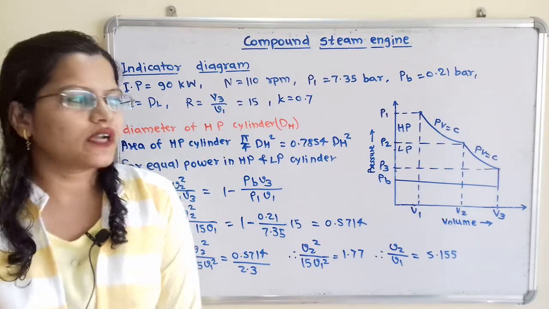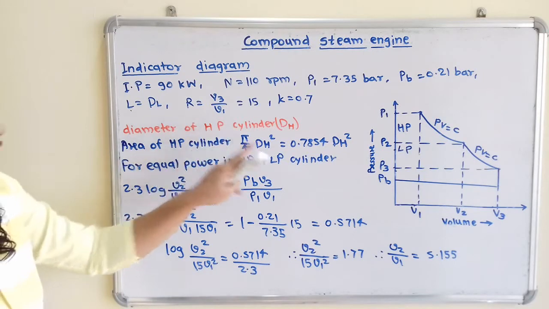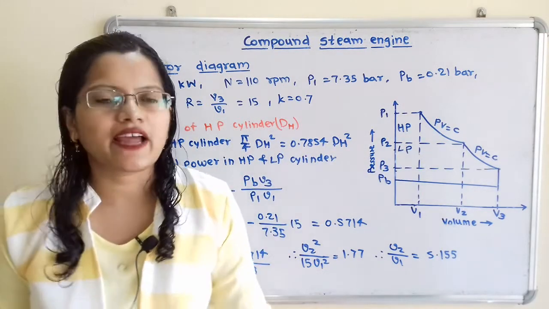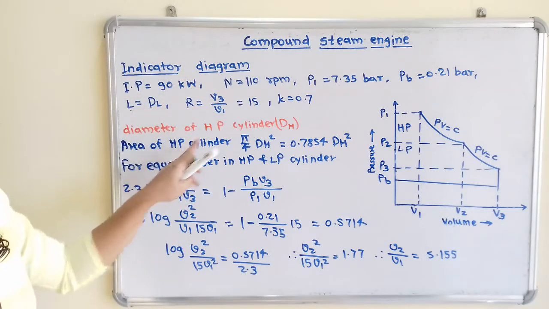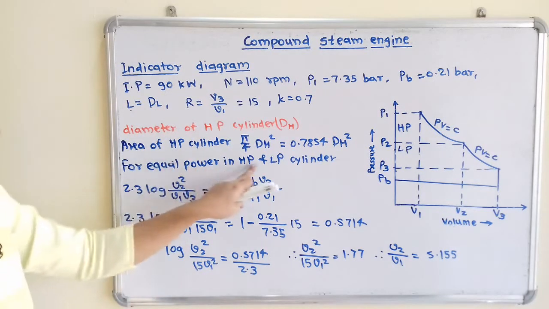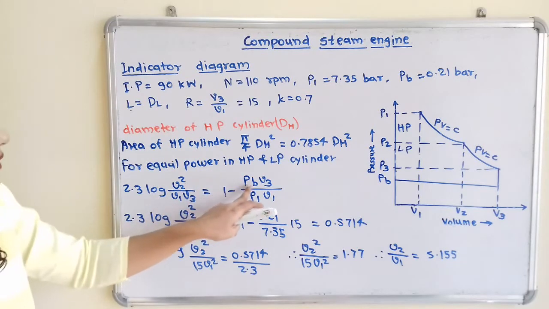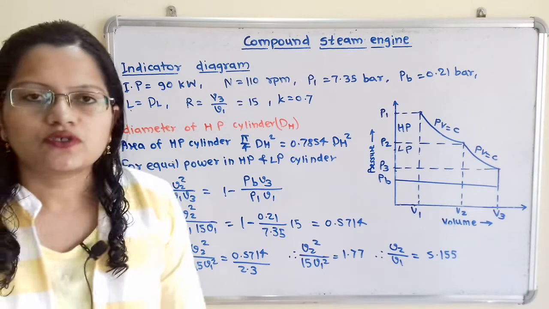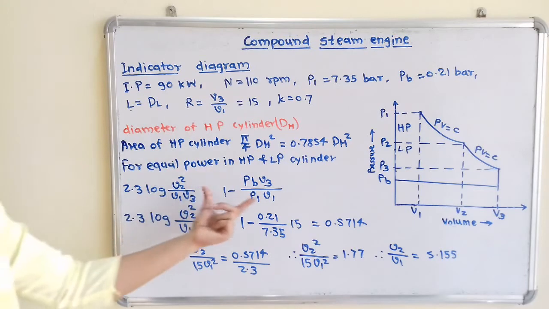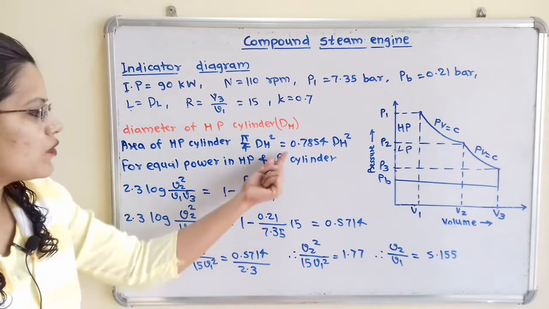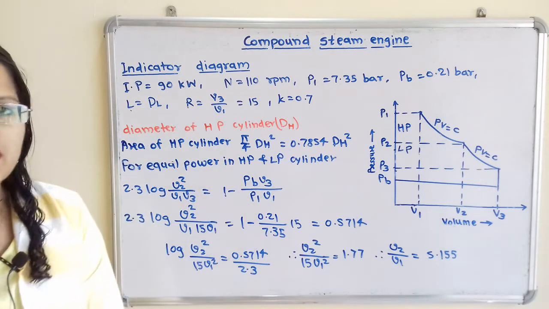Now we will move to calculate the diameter of high pressure cylinder. So here the condition is given that this high pressure cylinder and low pressure cylinder have to develop equal powers. So what is the condition for the equal powers? The condition for equal power is that 2.3 log of V2 square by V1 V3 is equal to 1 minus PB V3 by P1 V1. So this formula is used for the power in high pressure cylinder, and this formula is used for the power in low pressure cylinder. Now these two powers are equal, so we have to equate these two equations.